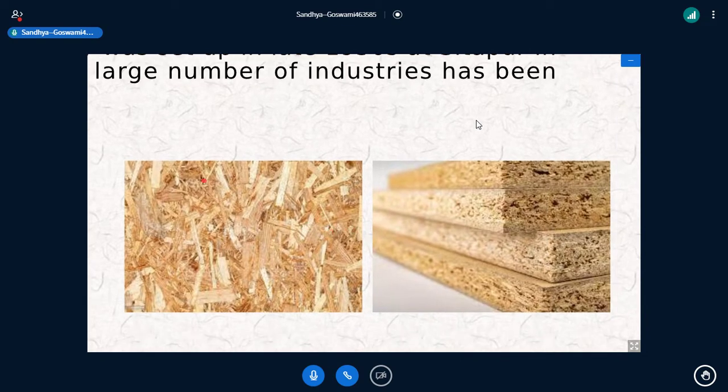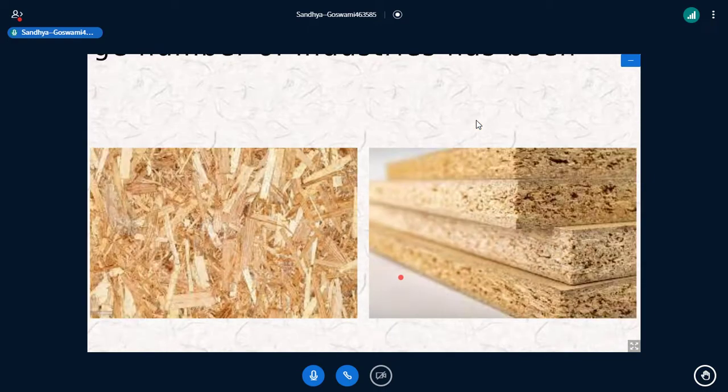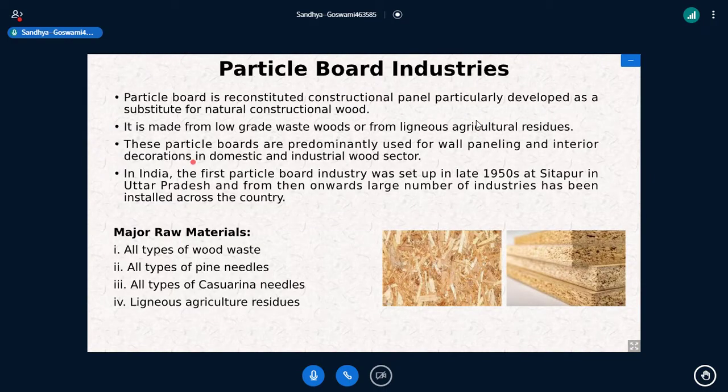And when we cut the particle board from the ends, you could see it is looking like this, right? So basically we did not use the whole wood; wastes of wood in any shape and size we have used them in particle board industries. So what are the particle boards?